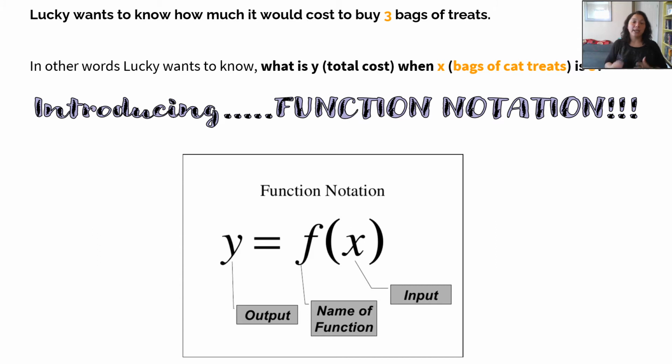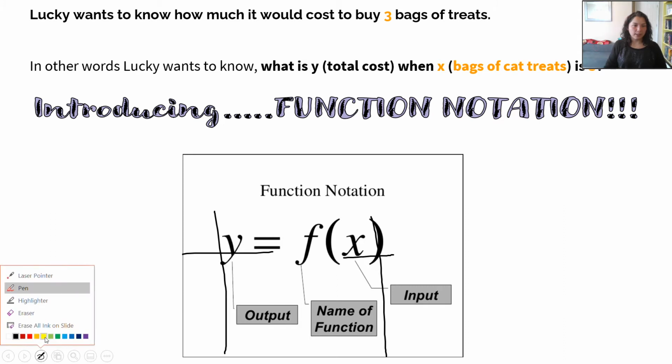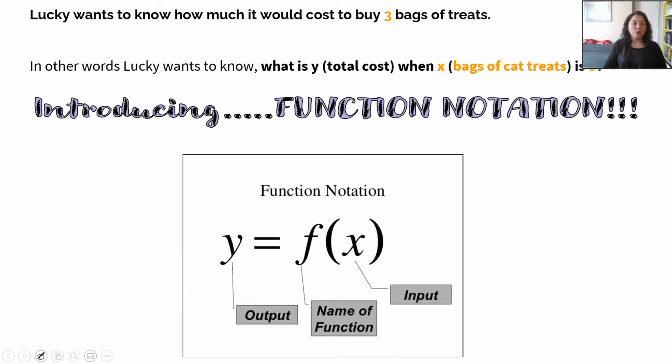Now, remember, on a table, y would be on this side, because that's our output, just like we had earlier. And our x, well, usually that's on the left side because that's my input. Okay, let's clear that off here. So our new input here is going to be our 3 bags of treats. And that's what we were building up to on the table.